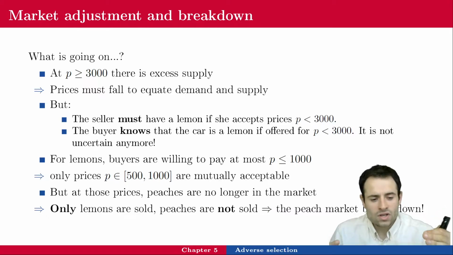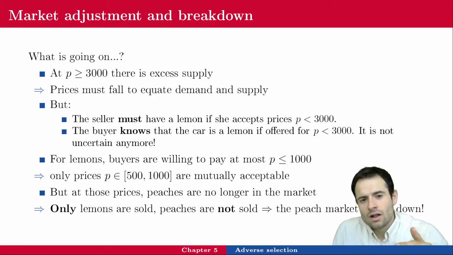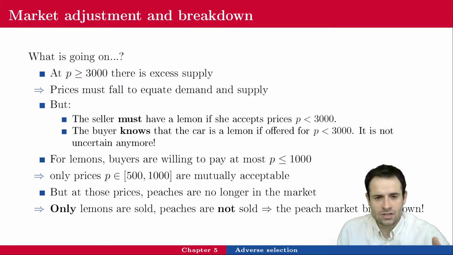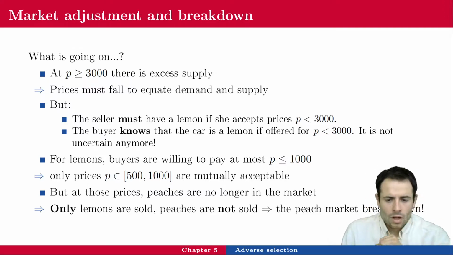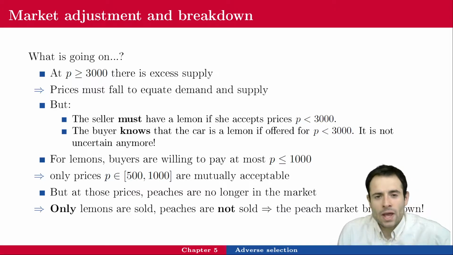And we saw at the beginning of the model that it was efficient that both types of cars are being traded, being sold. Because in both cases, the buyer is willing to pay more than the seller. However, not having this information, the buyer has to rely on his expected willingness to pay. And if his expected willingness to pay is lower than the willingness to sell of the seller, then trade will not happen.